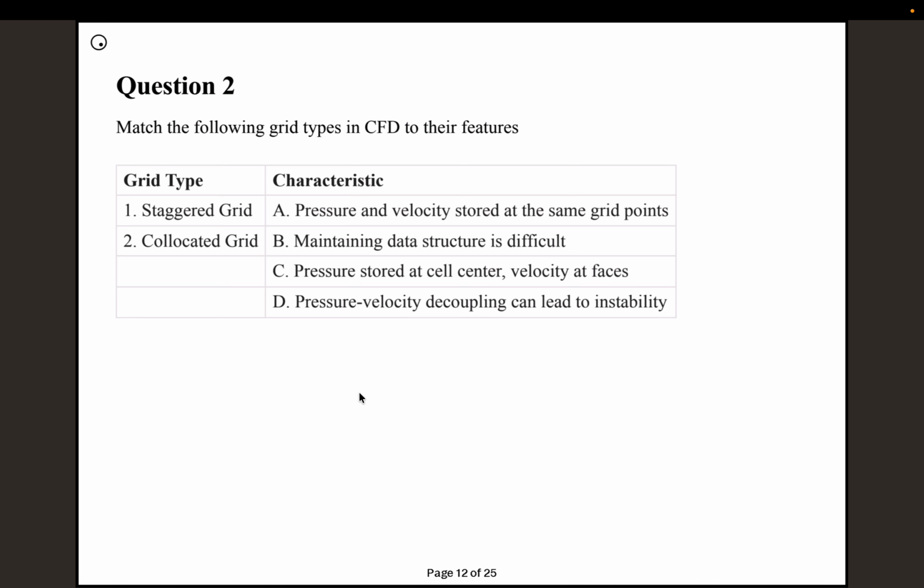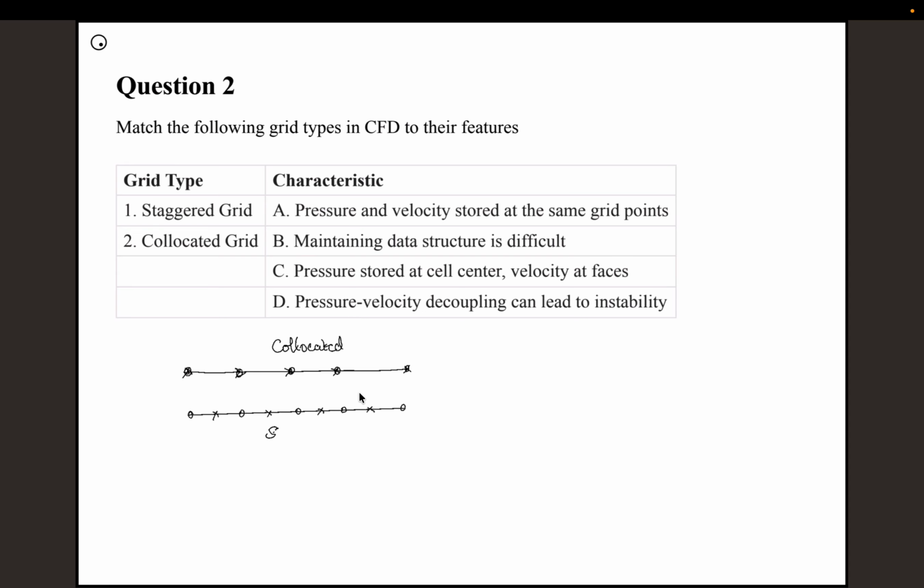Okay. Match the following three types of grids in CFD to their features. The one that we discussed here is a collocated grid, which is basically storing all the values at the same grid points. So I have these as my grid points, and velocities are also stored at the same points. This is collocated. Staggered is where I have cell centers and face centers differently, or essentially velocity getting stored at different points and pressure getting stored at different points.